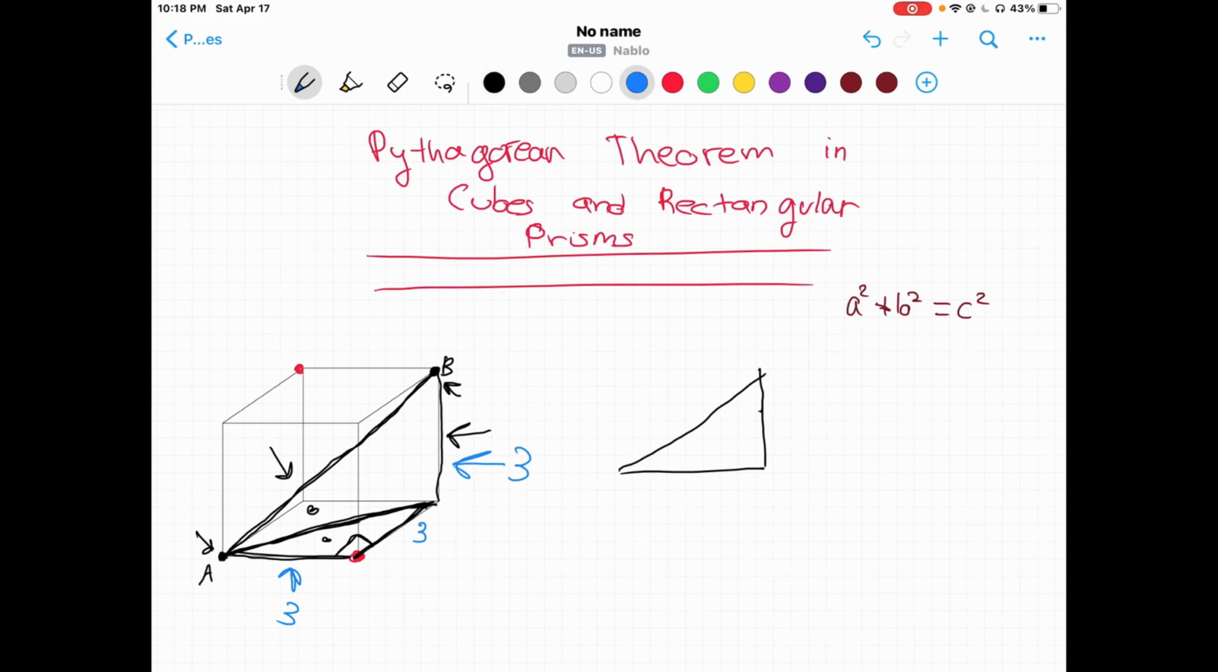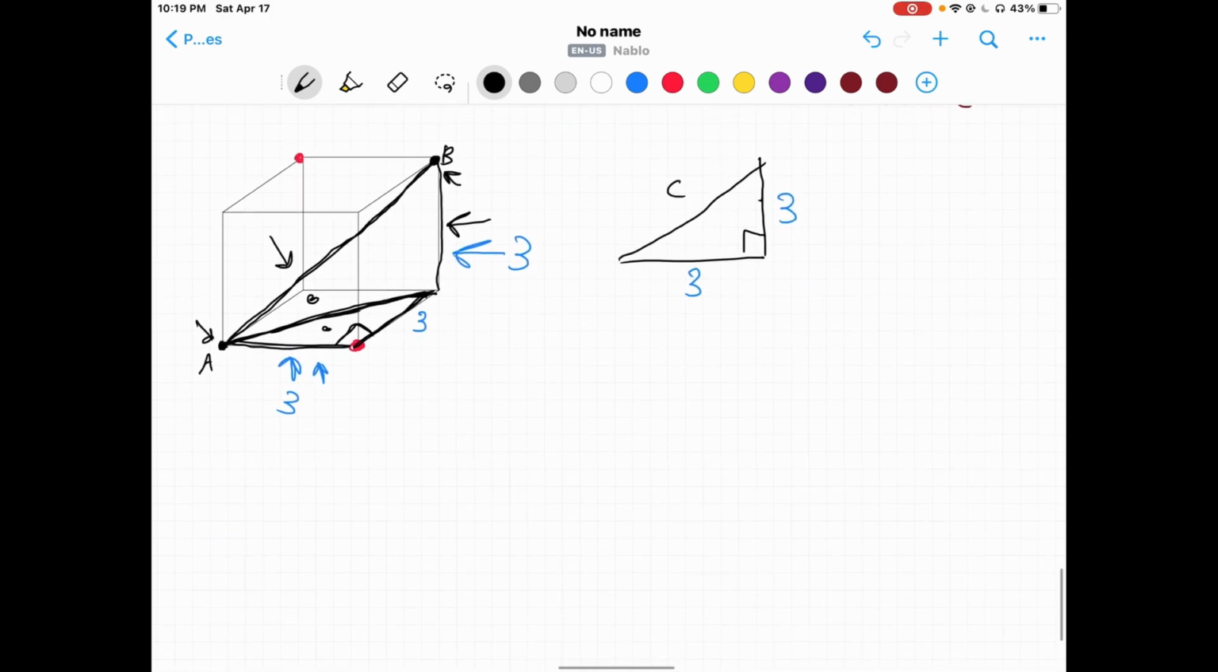I'm sorry this is not to scale, but it's just an example. So this side right here is going to be this one. So it's going to be 3. This one's also going to have a length of 3. And now we're going to solve for C. So let's go ahead and do that down here.